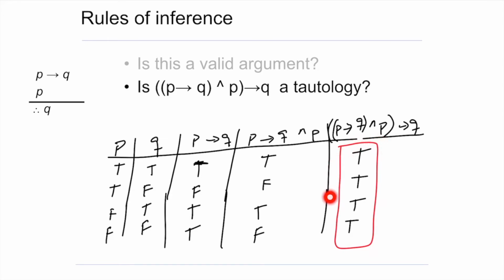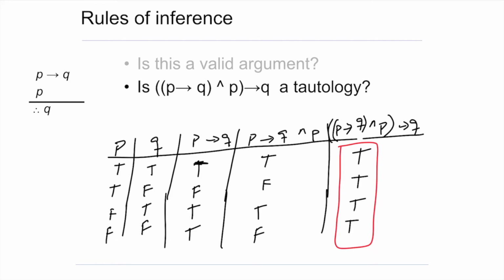As you can see in the last column, no matter what the values of P and Q are, the truth value of the compound proposition is always true. This means that this compound proposition is a tautology. Therefore, we just proved that this argument is valid.